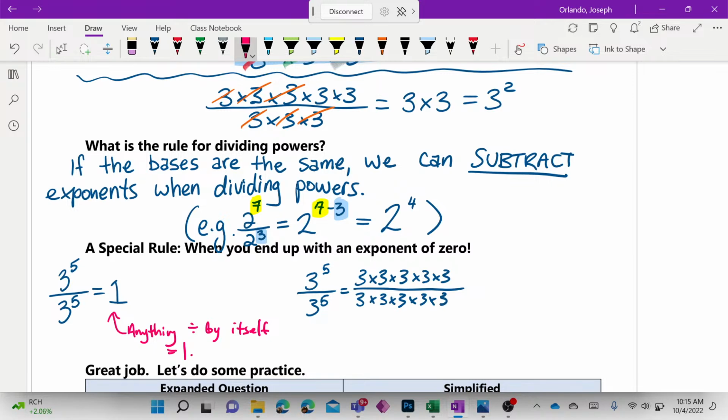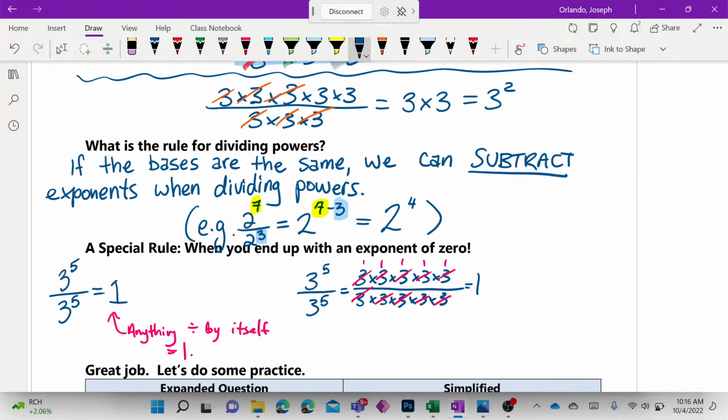And again, we're going to see that cancels with that, giving us 1. That cancels with that, giving us 1. And so on, each one giving us 1. And 1 times 1 times 1 times 1 times 1 is 1.